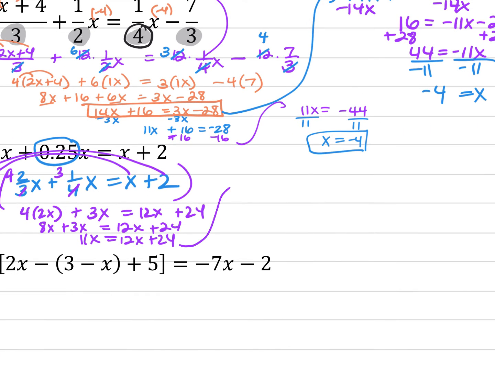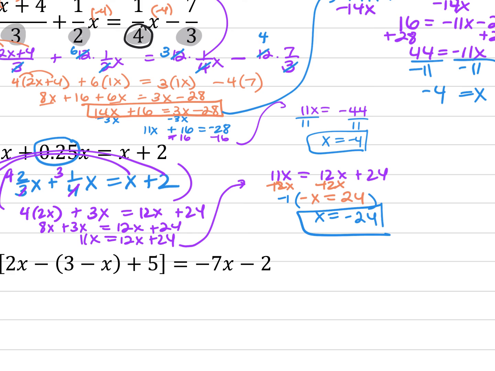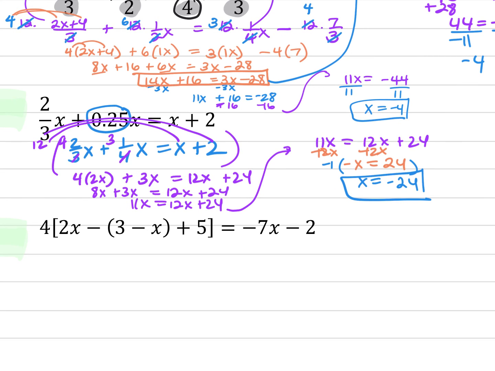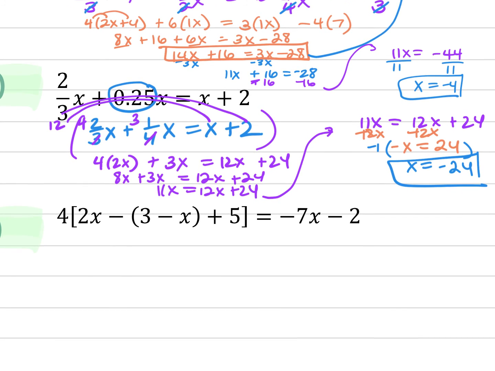I'm going to rewrite it up here. Subtract the 12x, and I get negative x equals 24. Divide or multiply by the negative 1, and x equals negative 24. Questions on that one? So if you can change it to be a fraction, do it. If you can change it to be a decimal, you have two options. But something like 2/3 or 1/3 that keeps going and repeats, you can't use those.